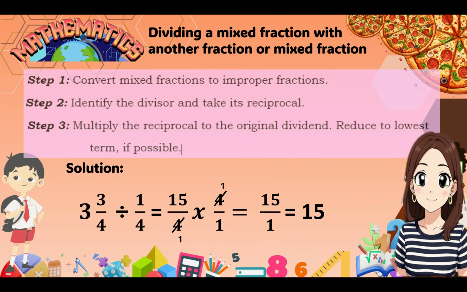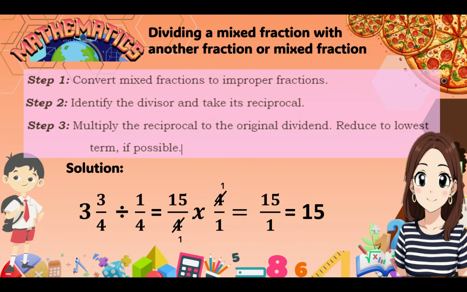Now, dividing a mixed fraction with another fraction or mixed fraction. So we have 3 steps. First, convert mixed fractions to improper fractions. Step 2, identify the divisor and take its reciprocal. And step 3, multiply the reciprocal to the original dividend. Then reduce to lowest term if possible or necessary.